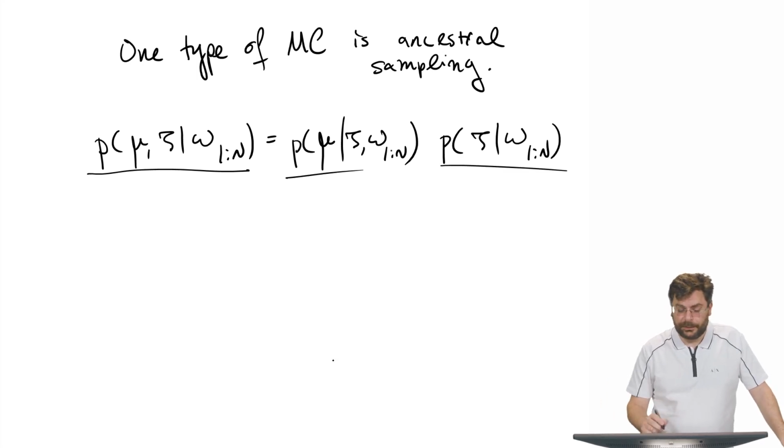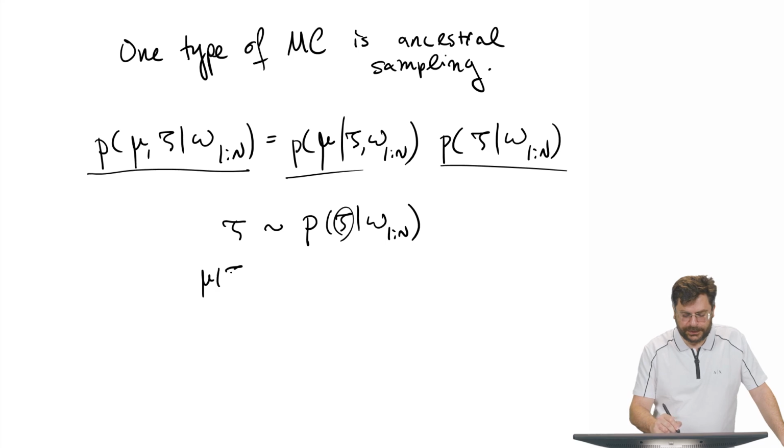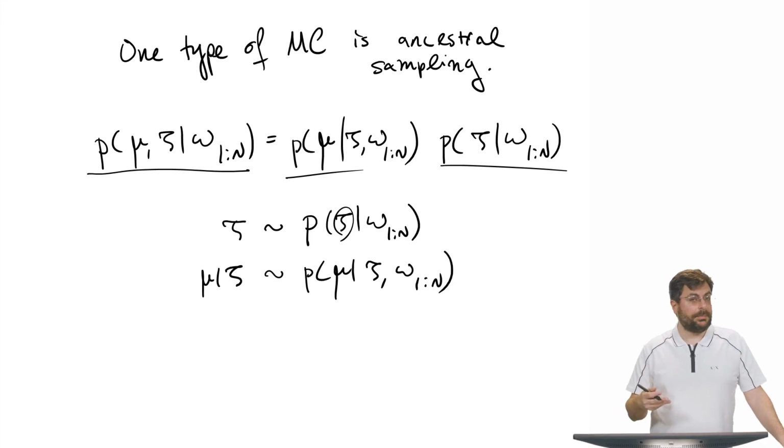But if this is true, this suggests that I can first draw tau from this p. I'm going to use slightly inappropriate notation, but I'm going to call it p of tau conditioned on w1 to n. Normally we don't put the random variable in the distribution, but let's go ahead and do that for notational simplicity here. And then I'm going to draw mu from the following distribution. So this is a type of Monte Carlo called ancestral sampling.